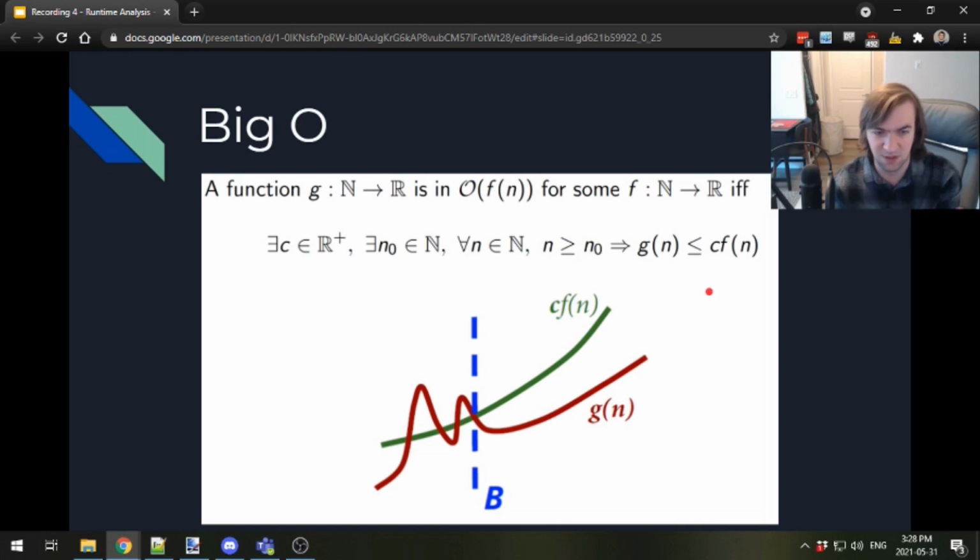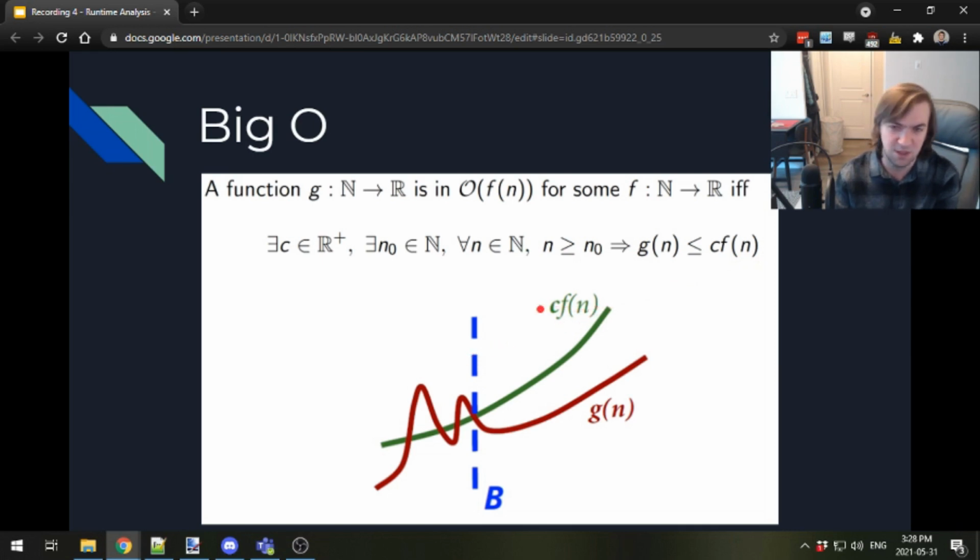Okay, this brings us to big O, and we're going to talk about it very formally in this course and have a specific definition for it. A function g that maps from naturals to real numbers is big O of f of n, for some function f that also maps naturals to real numbers, if and only if there's some constant c in the positive rationals, and there exists an n naught in the naturals, such that for all natural numbers, if n is bigger than n naught, basically once you're past that threshold I've been talking about, g of n is less than c times f of n.